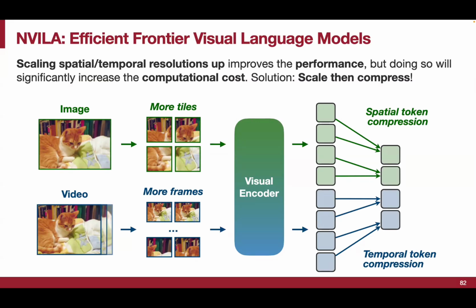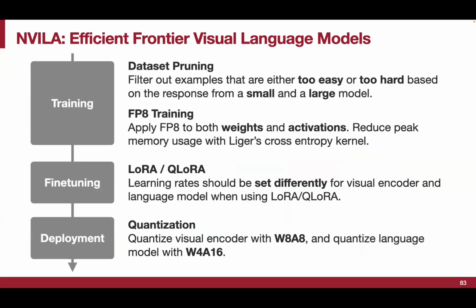But it's very important to use more tokens because the spatial and temporal resolution helps a lot on the accuracy. So we want to scale them up. First, scale up the tokens using more tiles, videos using more frames, and then compress the tokens. Doing spatial token compression and temporal token compression. So this is one interesting idea.